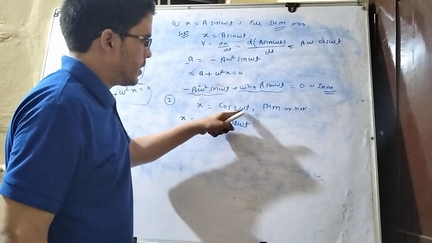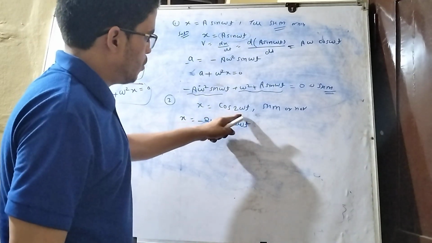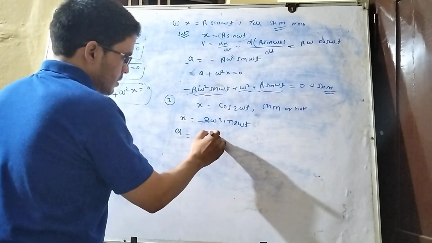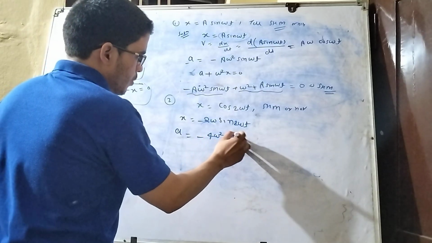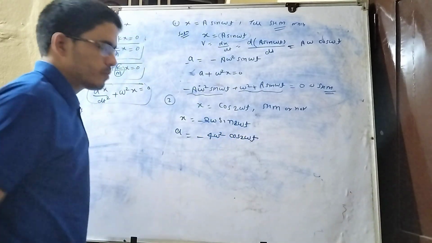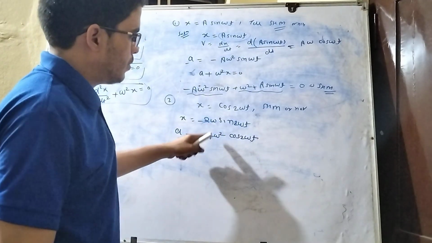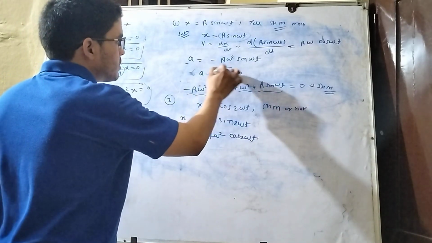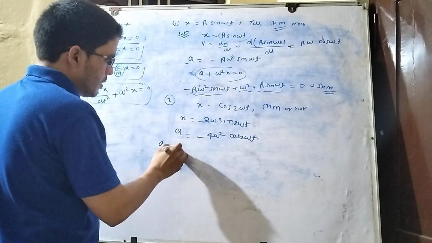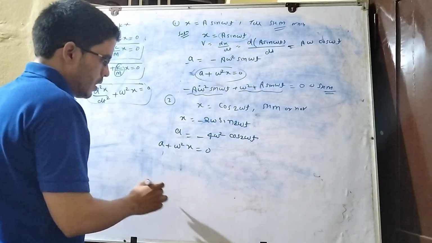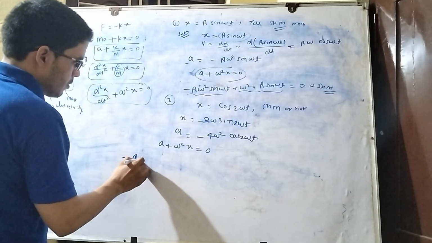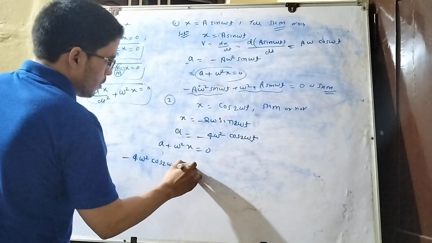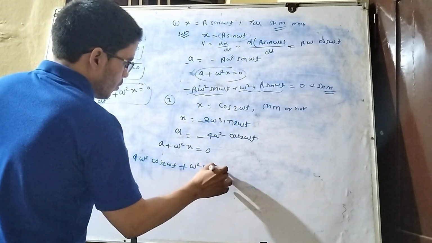Got it, right? The derivative of cos 2 omega t is minus sin 2 omega t, and outside comes 2 omega, because of the chain rule. Next, acceleration equals minus 4 omega square cos 2 omega t. Got it, right? This 2 and 2 make 4, and that omega square. That is our acceleration. So now I will use the same formula here, writing a plus omega square x equals 0. Put the value: minus 4 omega square cos 2 omega t plus omega square cos 2 omega t equals 0.